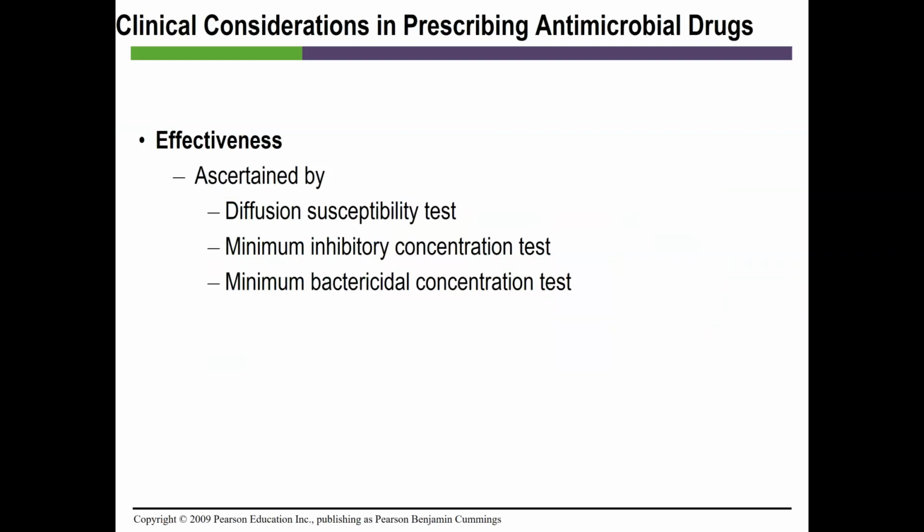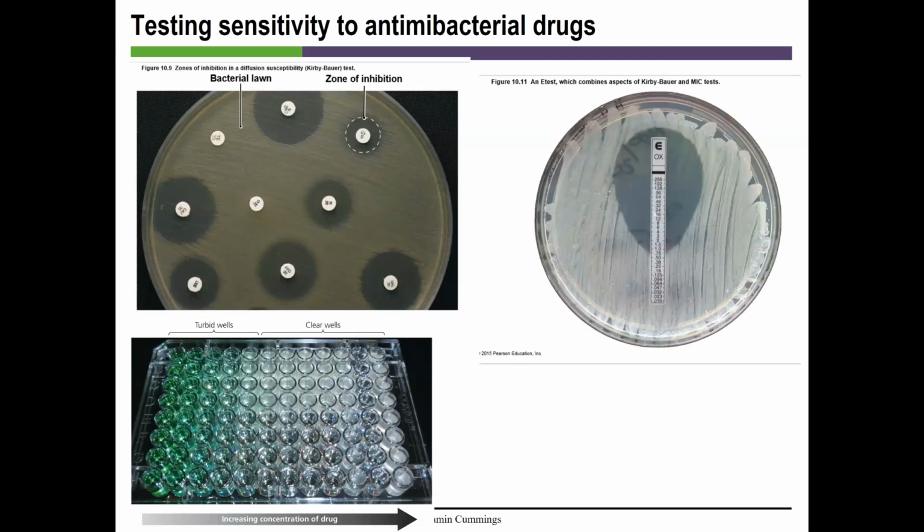Okay, so how do we figure out which antimicrobial is going to work for a particular individual's infection? Let's look at some of the tests that we do, and we've already talked a little bit about the MIC and the MBC types of analysis. Looking at this slide here, we can see the Kirby-Bauer disc diffusion, which we will be doing in the laboratory.